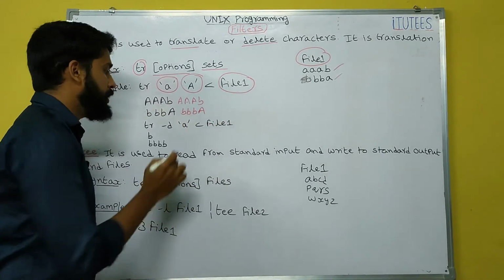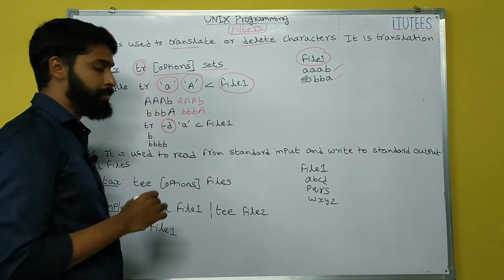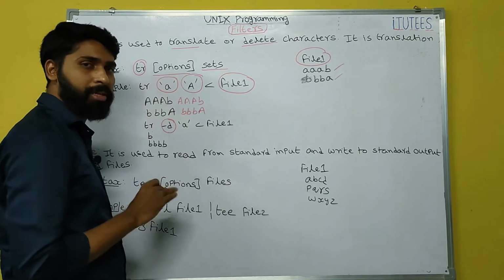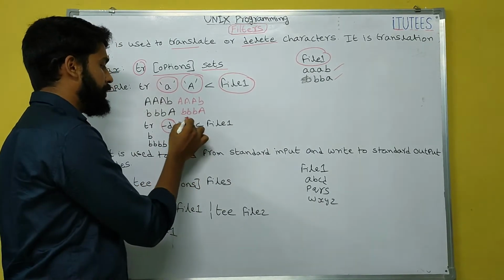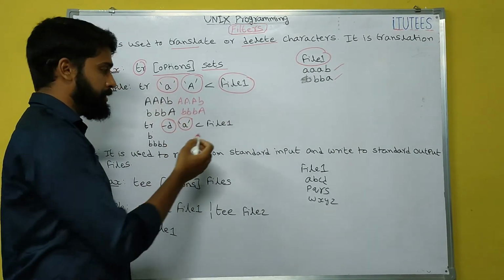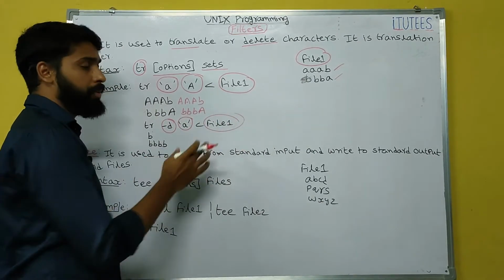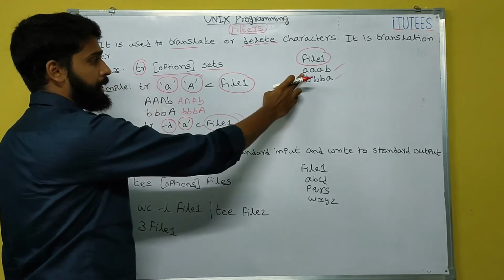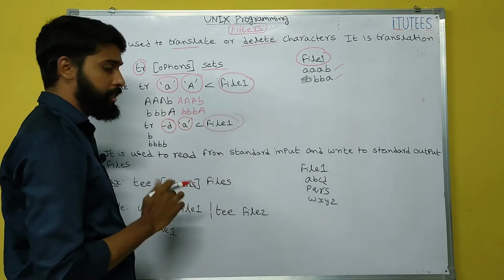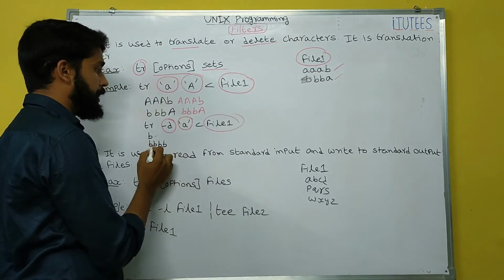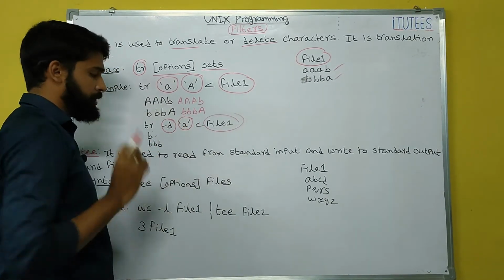Okay. Now -d. tr -d means delete the characters. I want to delete small a, and the input file is file 1. Now it deletes all the a characters. That means it displays B, that's all, three B's.